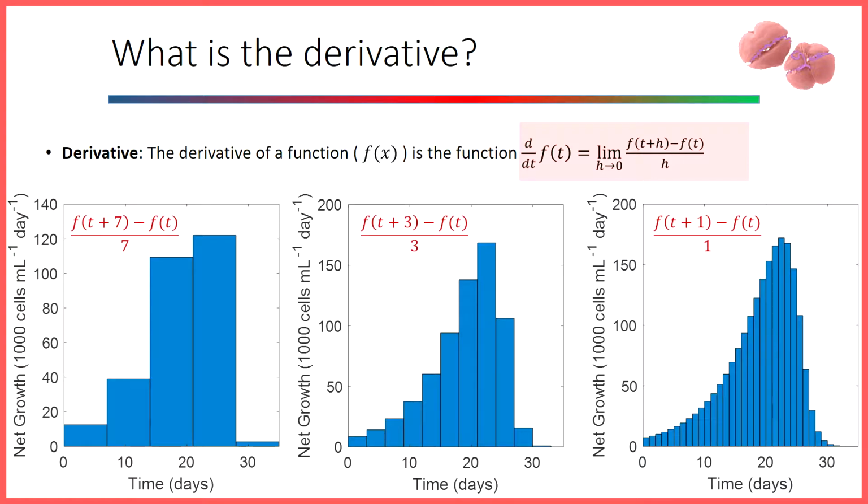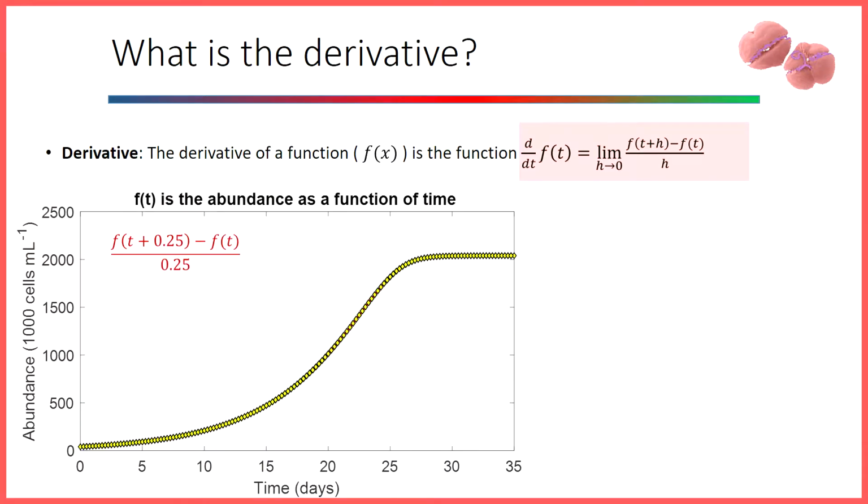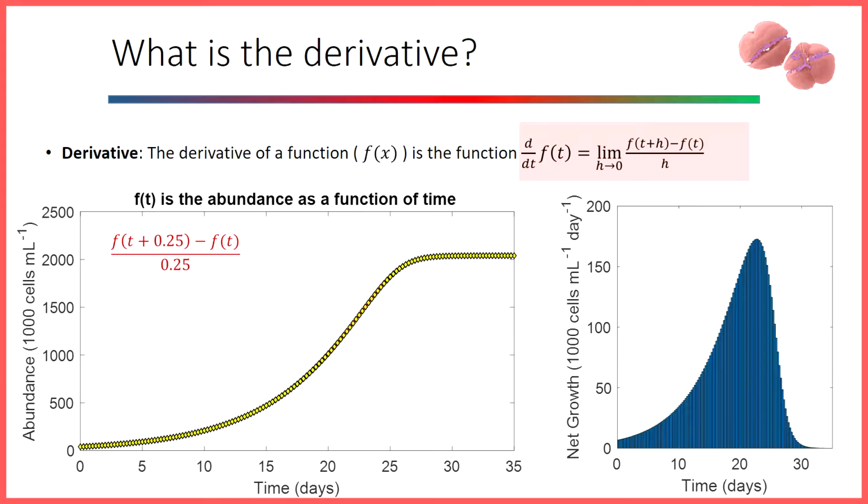If we get more accurate results by making h smaller, why don't we tell our grad student to go make the measurements every 6 hours instead of just every day? Alright, now h is 1/4 of a day, or in other words, 0.25. And we've got a lot of measurements, and this is starting to look more accurate. We've got a nice growth curve here.